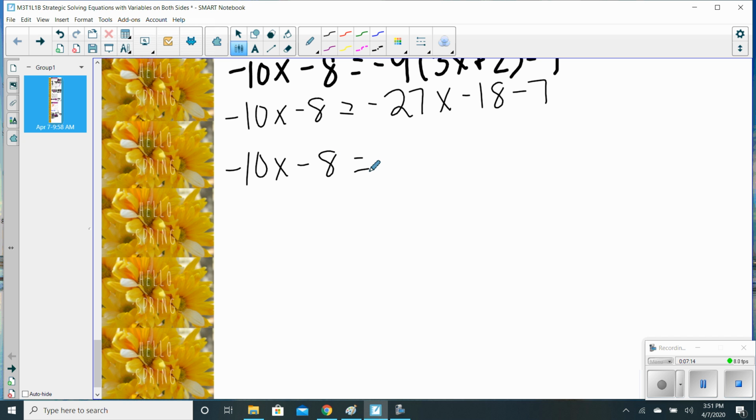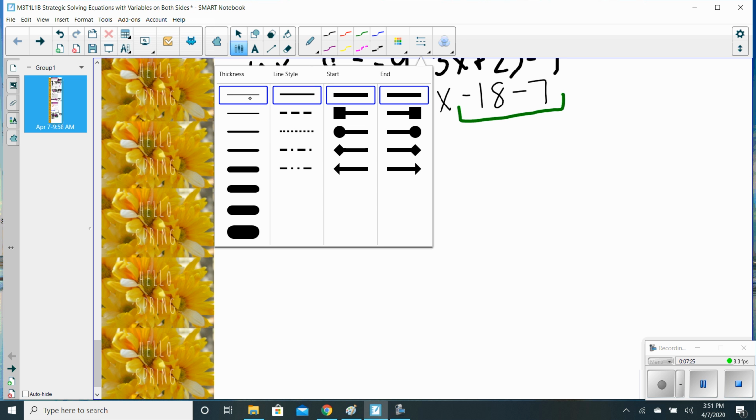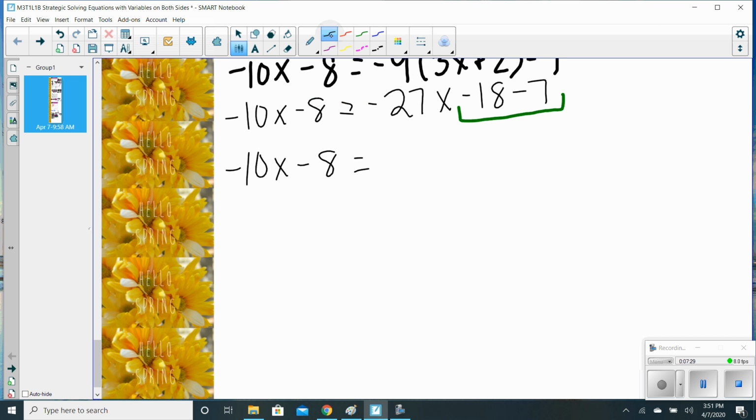Now on the other side of the equation, we have a negative 27x, we have negative 18 and negative 17. Well, negative 18 and negative 17 do not have x or variables, so we can go ahead and simply combine those two. So the negative 27x is going to stay the same. When we combine negative 18 and negative 17, we get negative 25.